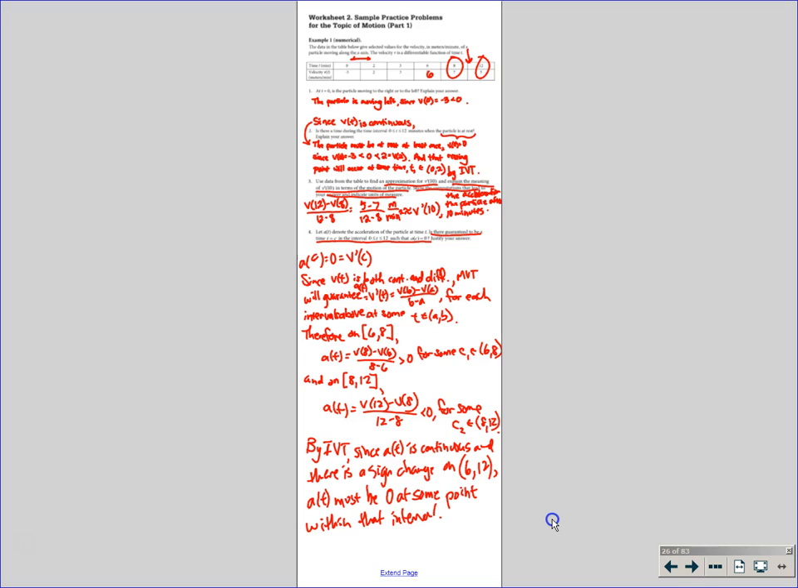Kind of makes sense? Okay, now I know it took a lot of time, but this is a big question that shows up almost every year somehow, somewhere. Anytime you see a table, be looking out for MVT, IVT.